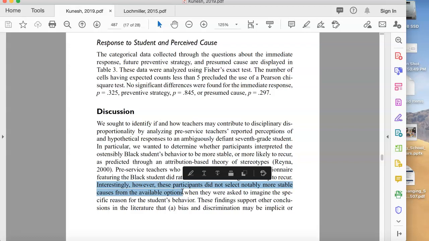So again, don't be intimidated by the statistics, because in the discussion, the authors will almost always give you those, okay, this is what we found. This is why it matters. This is how we have advanced the conversation. And that's why I want you to really focus on the discussion. Put that in your notes. Okay, these are the main points. These are the key contributions.